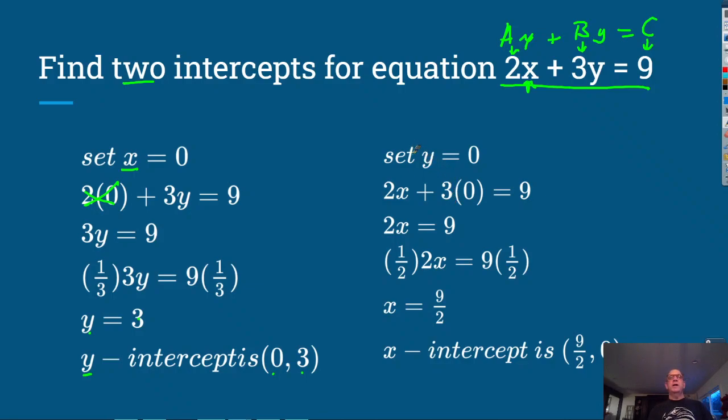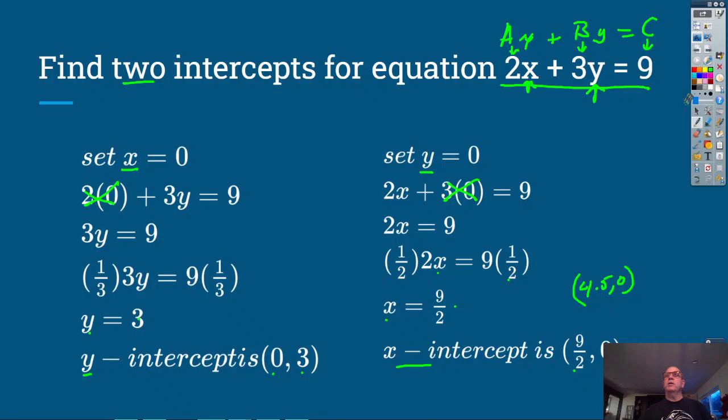So now to find the x-intercept, I set the y to 0. I know it's confusing. I'm going to go up here and replace y with 0 in the original equation. So I have 2x plus 3 times 0 equals 9. 3 times 0 is gone, so I have 2x equals 9. Divide by 2 on both sides. 2x divided by 2 is x, and 9 divided by 2 is 9 over 2. So the x-intercept is (9 over 2, 0). And 9 over 2 is 4.5, if you like decimals better.